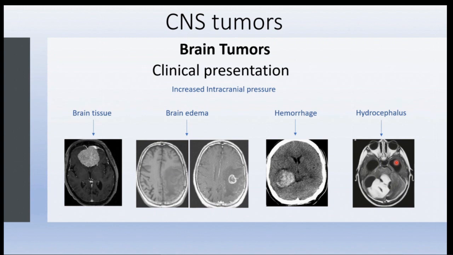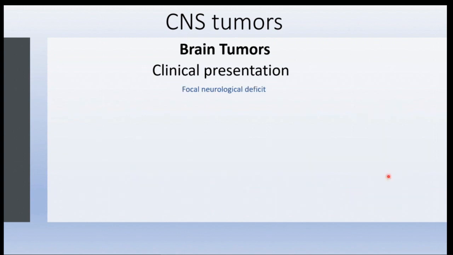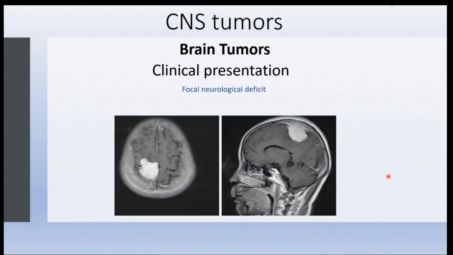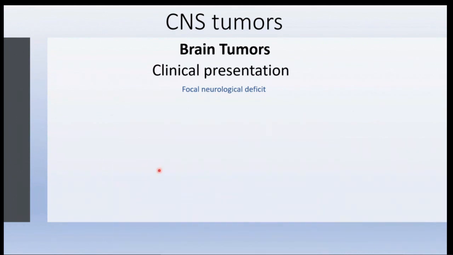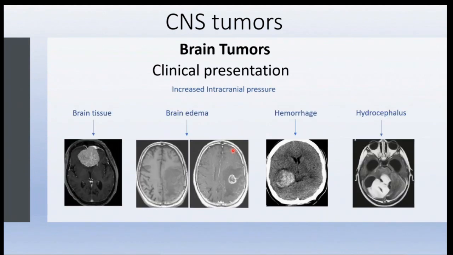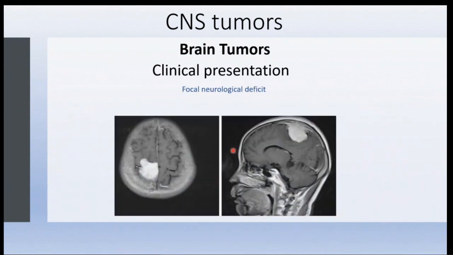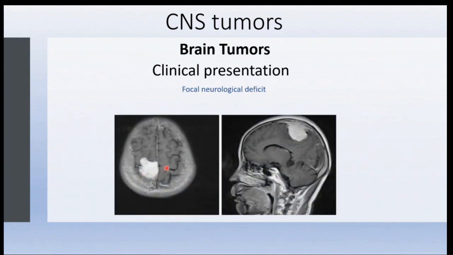For a child, it is very unusual. They get a CT scan, and this is what we will see. Other symptoms: focal neurological deficit. And this can be due to direct compression. So this is the central sulcus, and this is what we call the omega sign.